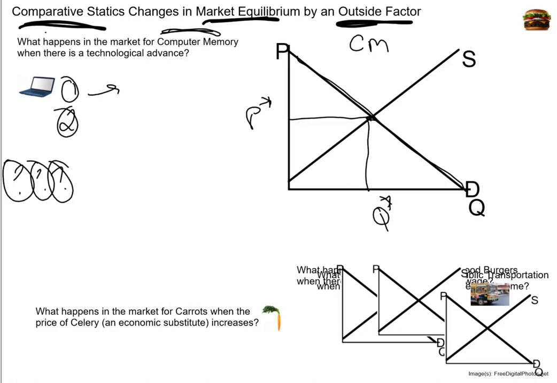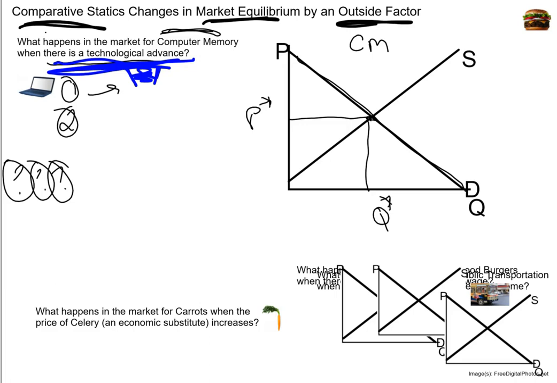Right, so here we go. What's happened in this market? We're considering this market for computer memory when there's a technological advance. This is step two. We need to identify what that change is. In this case, the change is a technological advance. Without looking, which list was that on? The factors that shift demand or the factors that shift supply?